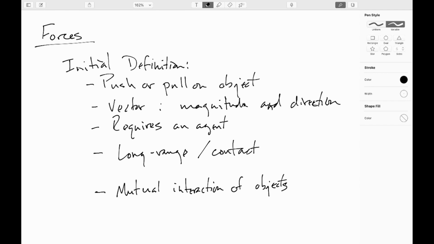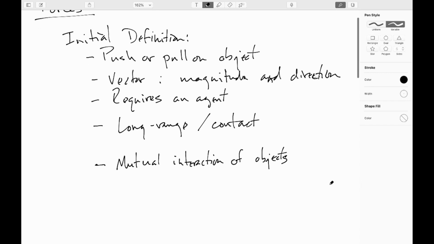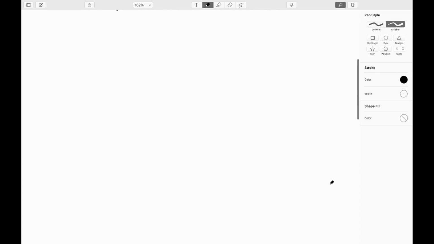Now, physicists have spent an awful lot of time analyzing forces, and we've boiled it down to three fundamental forces of nature. And you may say, wait a minute, I thought there were four. Just bear with me. So we'll start with gravity.